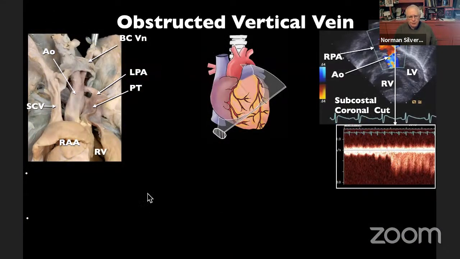And here is such a pullback where the obstruction is. Here's the left pulmonary artery and the bronchus behind, with this vein sandwiched between the two. And here you can see, as we withdraw, the velocity of blood flow from the pulmonary veins and into the obstructed area, the vertical vein, we see red going to orange, high velocity, and this is definitely substantially obstructed.